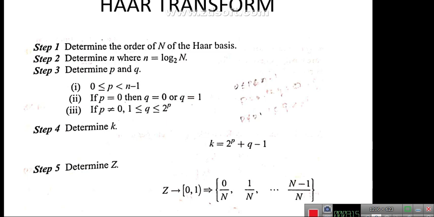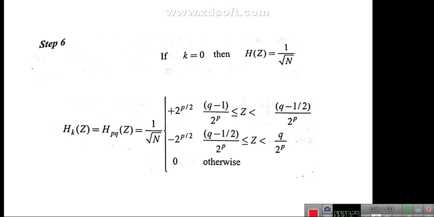Then determine K. K is obtained from 2 power P plus Q minus 1. And determine Z. Z tends to 0, 1 by n, up to n minus 1 by n. So here if K is equal to 0 then the transform h of z is equal to 1 by root n. Then h k of z if k not equal to 0 is equal to the formula 1 by root n into magnitude 2 power P by 2, where z lies between Q minus 1 by 2 power P to Q minus 1 by 2 by 2 power P.